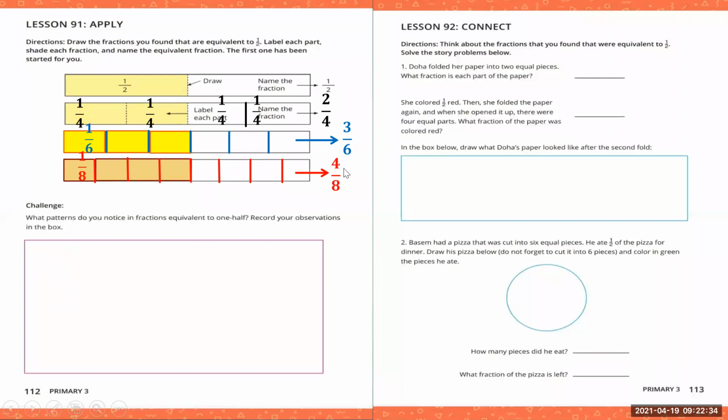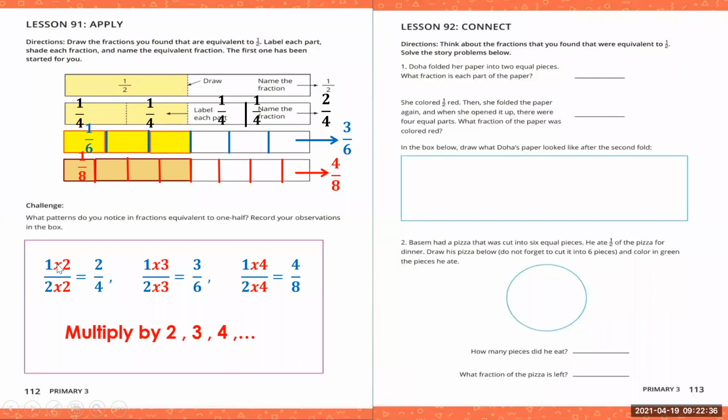Here, when it was half, I multiplied by 2. So the 1 became 2, and 2 times 2 equals 4. So half equals 2 over 4. When it was half and I multiplied it by 3, 1 times 3 equals 3 and 2 times 3 equals 6. So the half equals 3 over 6. When I multiplied 1 by 4 and 2 by 4, they became 4 over 8.